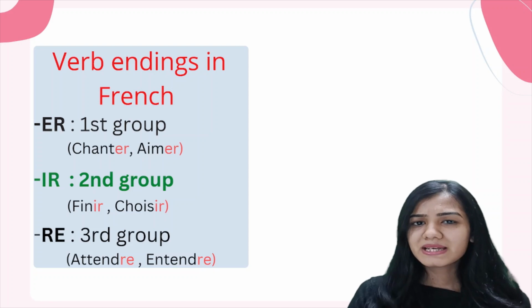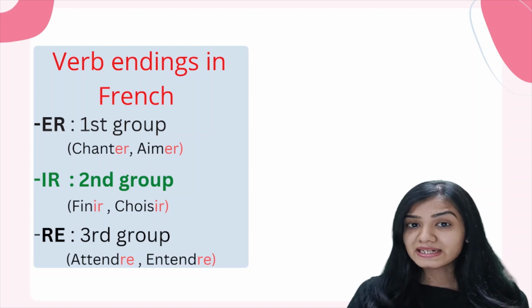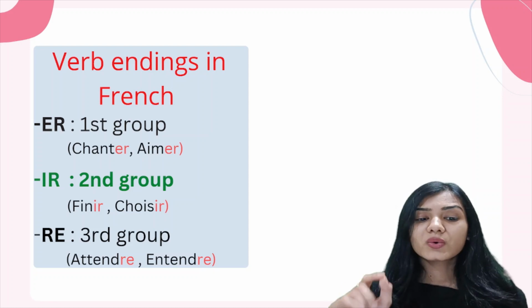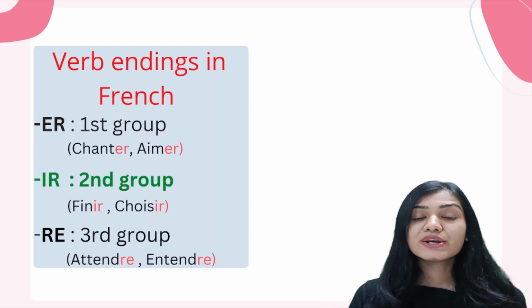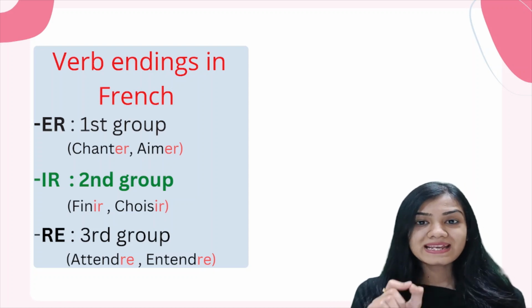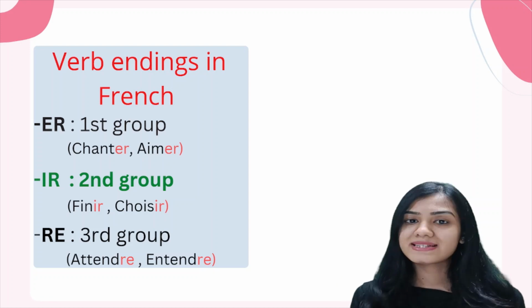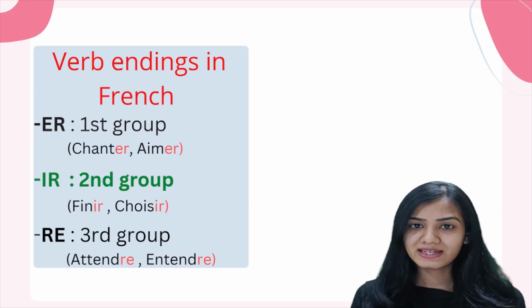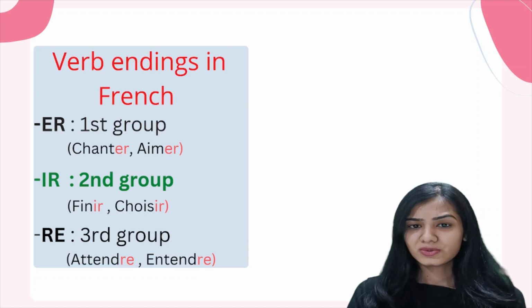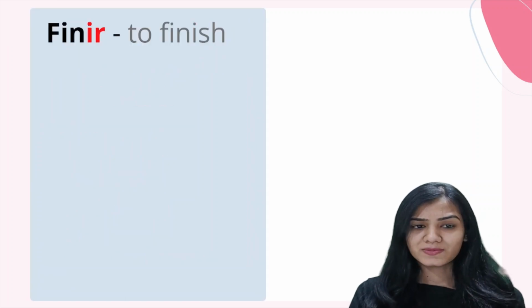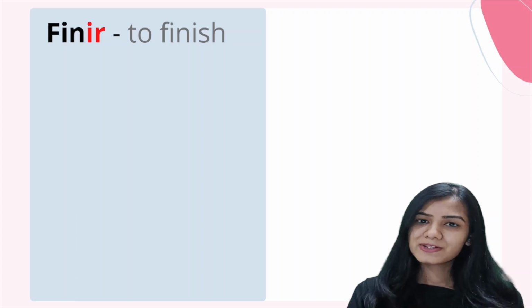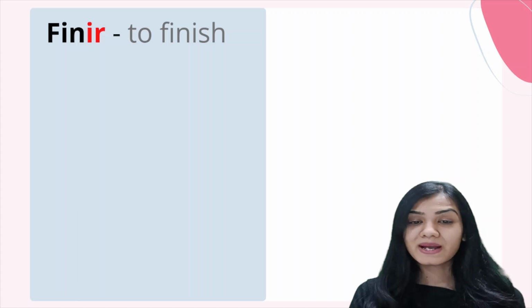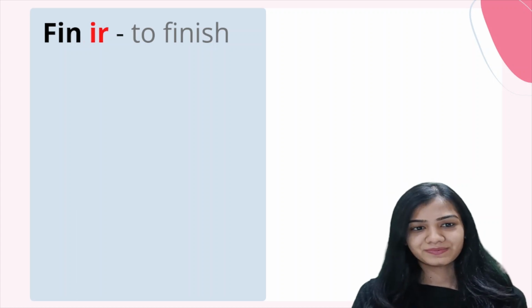So what are basically IR ending verbs? IR ending verbs are all the ones which end in IR. For example, over here it's written finir, IR towards the end, and choisir, IR again towards the end, right? So how are we going to conjugate these verbs? Till now, you might have come across this verb finir, to finish. Let's take the example of this verb and see how we are going to conjugate it.